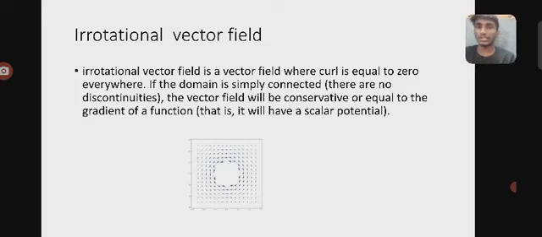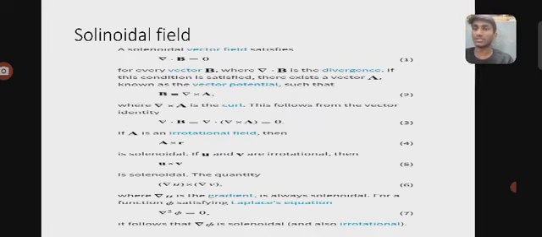Coming to another classification, the irrotational vector field. An irrotational vector field is a vector field where the curl is equal to 0 everywhere. If the domain is simply connected, the vector field will be conservative, or equal to the gradient of a function, so that it will have a scalar potential. Here you can see the diagram of an irrotational vector field.